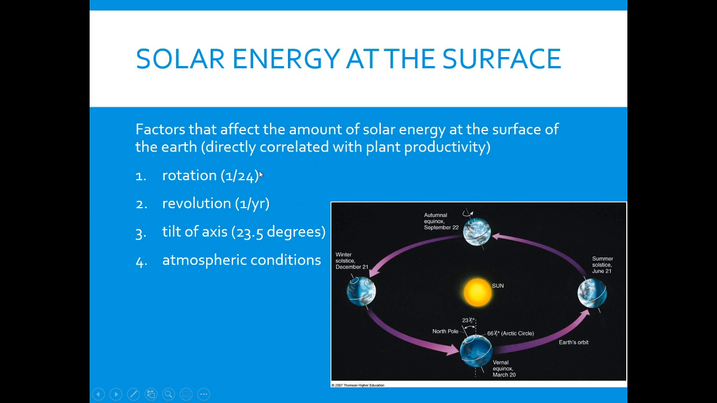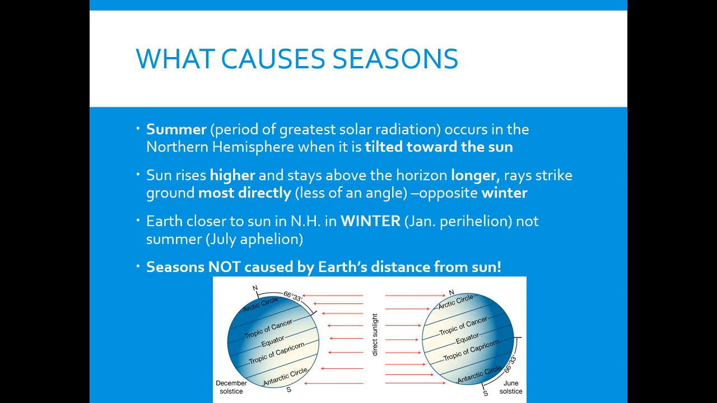The rotation, Earth rotates once every 24 hours. The revolution, the Earth revolves around the sun once a year. The tilt of our axis, it's a 23.5 degree axis tilt. And the atmospheric conditions, those can also affect how much solar radiation can hit the Earth.